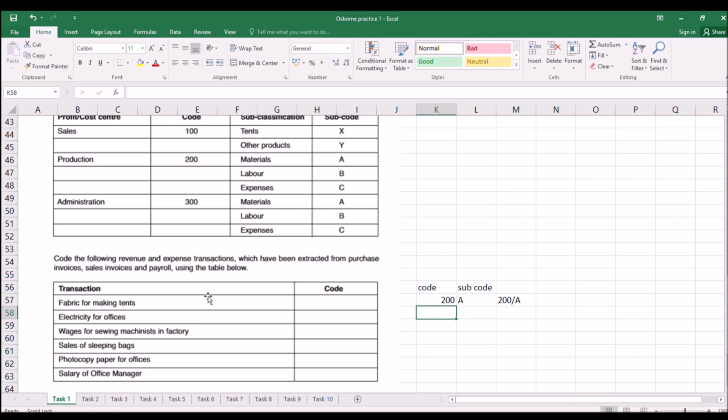Electricity for offices. So we've got our administration, which was our code, that's for the offices. And our subcode is going to be electricity, so let's have a look. We've got expenses. So it would look like that.